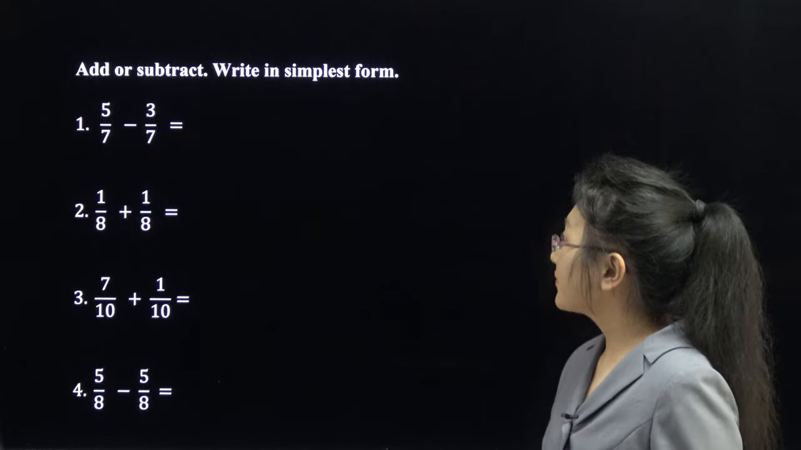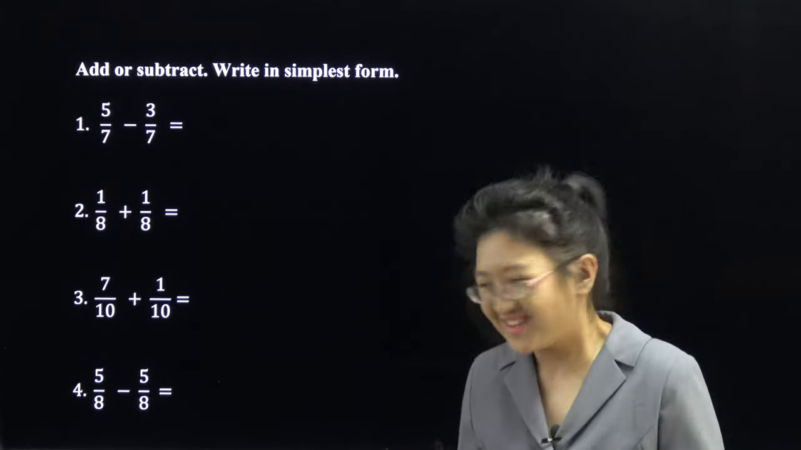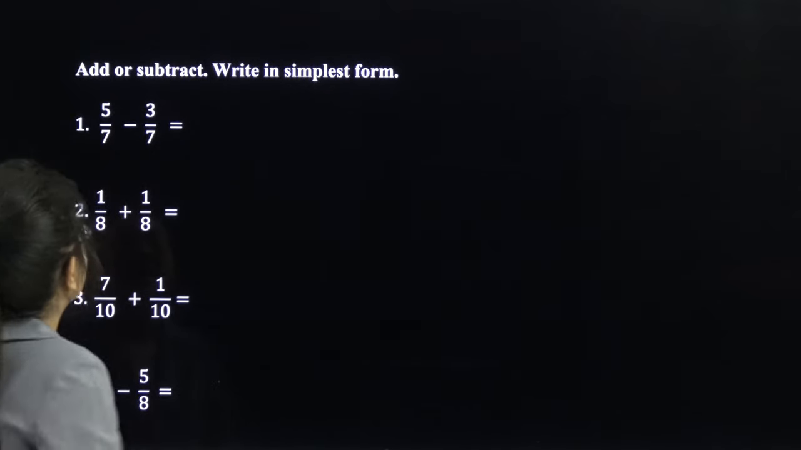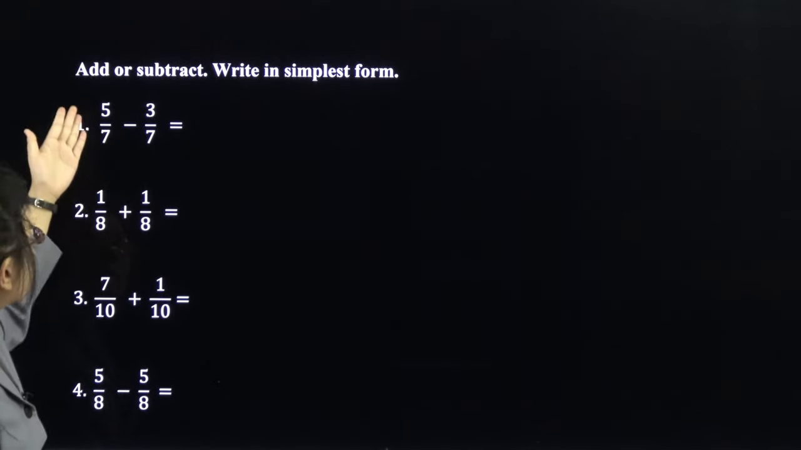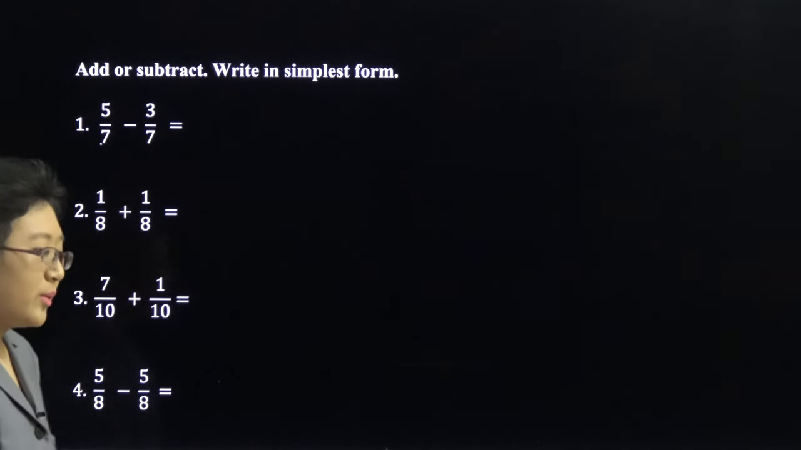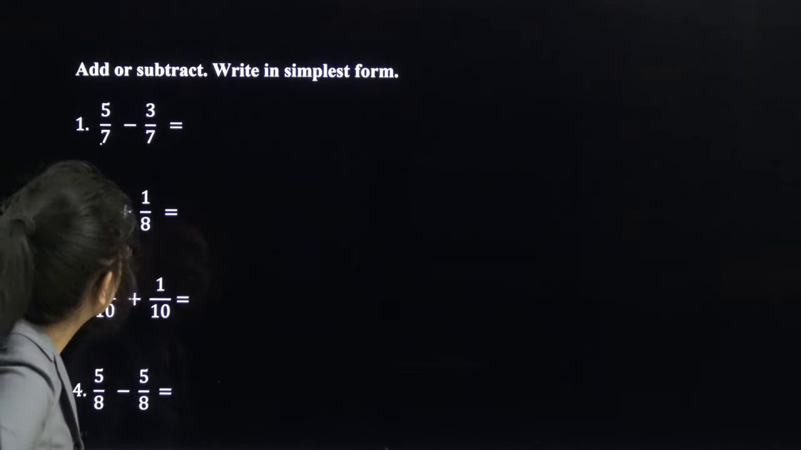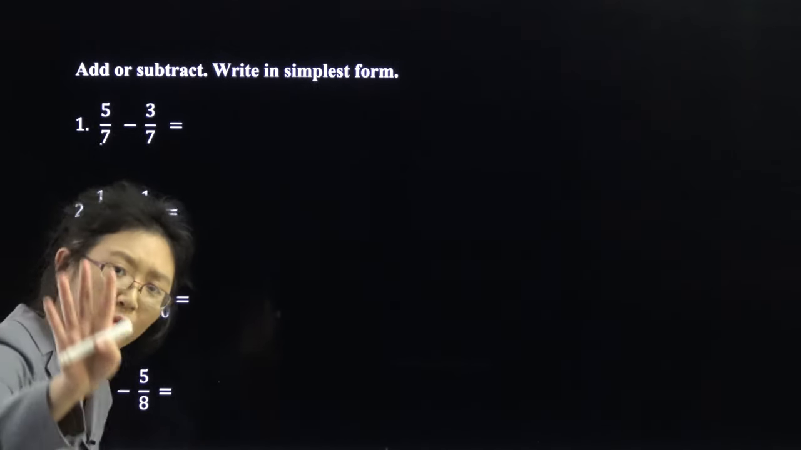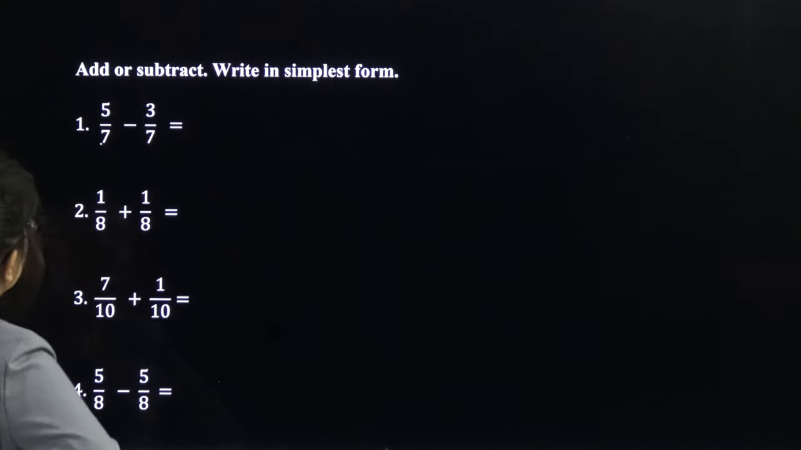So here, we are going to have some fun. Now, add or subtract, write in simplest form. 5 over 7 minus 3 over 7. What do we know about subtraction? Well, subtracting like fractions, fractions with like denominators, whichever one you decide to call it, because both of those are correct.